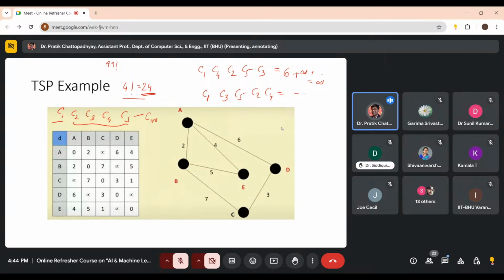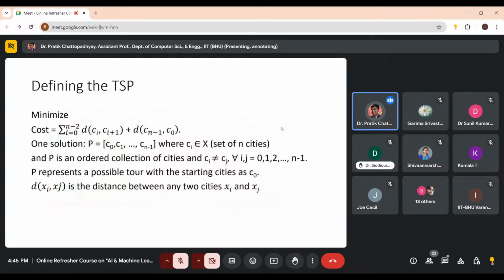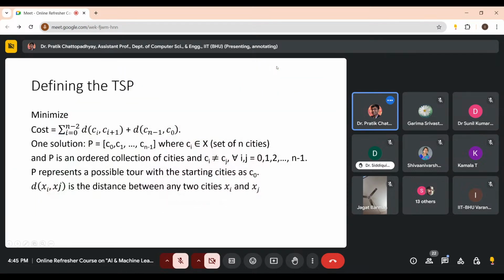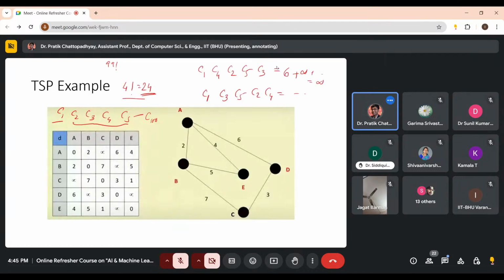So that number, that cost, the total distance traveled, we can write in this form: from i equals 0 to n minus 2, distance c_i to c_i plus 1, and then finally the last city to the 0th city. This summation we are basically computing here. So our task is to minimize the cost. This cost can be considered as a metric of how fit a chromosome is.